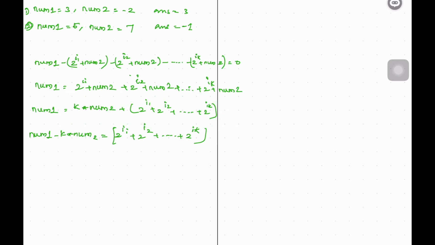Now the complexity lies in which power you will choose. So now we have moved this to the right hand side again: num1 minus k star num2 equals the sum of the powers of 2. Whatever the current k is, if k is 1 here it will be 2 to the power of 0, and if k equals 2 it will be 2 to the power of 1. By this we'll know how many operations we will need.